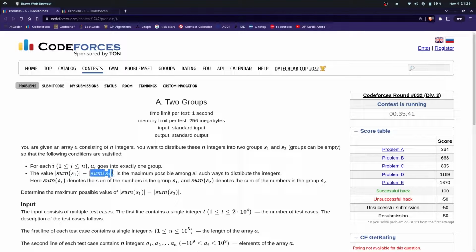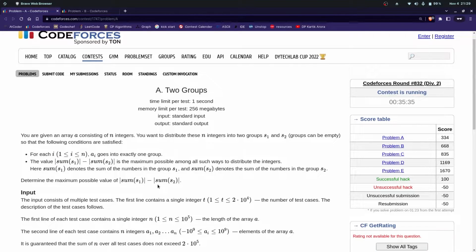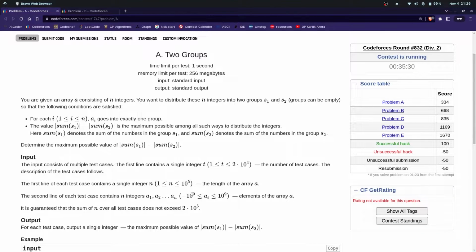Now we have to find the value of the absolute value of the sum of S1 and the absolute value of the sum of S2, and this means the sum of all the values in S1 and the sum of all the values in S2. So we have to find their difference in such a way that this difference is maximized, and we have to find the maximum possible difference.